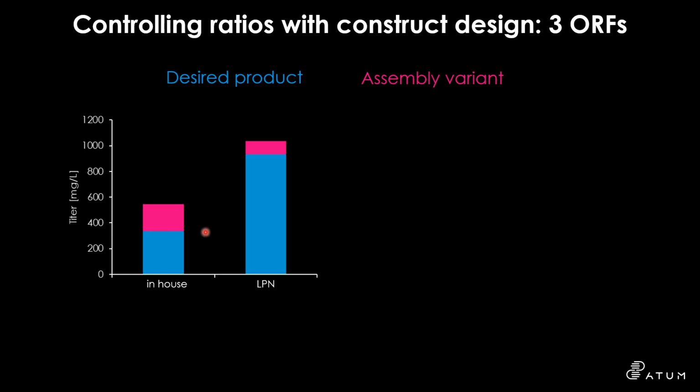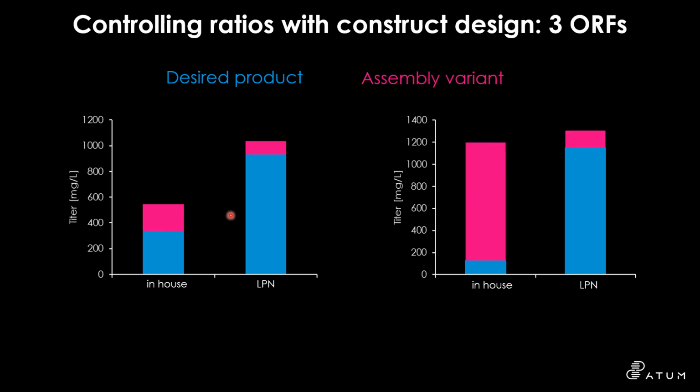Again, this is data generated from one of our licensees, where in this particular program, their in-house system gave them approximately 550 milligrams per liter of this complex bispecific. However, only about 350 mg per liter was the actual molecule of interest. Contrast that with a LEAP-In derived pool wherein the chain ratios had been optimized, and you can see a gram per liter of total product, but more importantly, 900 mg per liter of the desired product. A massive increase of over 3-fold in the desired product of interest.